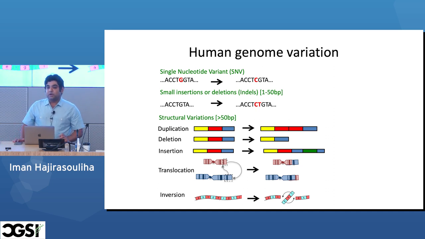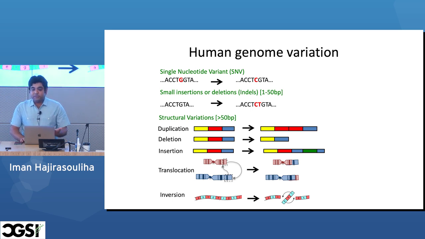So structural variations come in a lot of different forms. You can see on this figure, we can have duplications, where a chunk of genome is duplicated, deletions, insertions of new sequences, or more complex events, for example, translocations, where two parts of different chromosomes swap place, or inversion, where a chunk of genome is inverted. It can also be more complex variation. They can be overlapping events or events with multiple breakpoints.